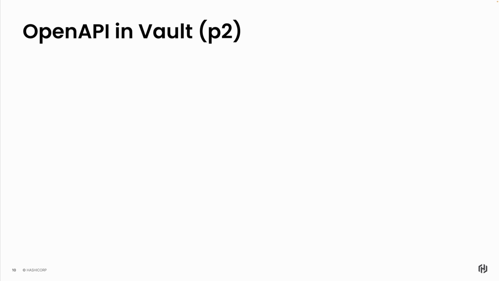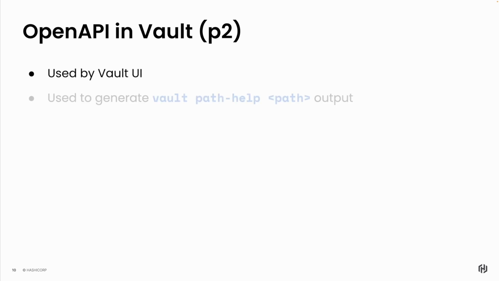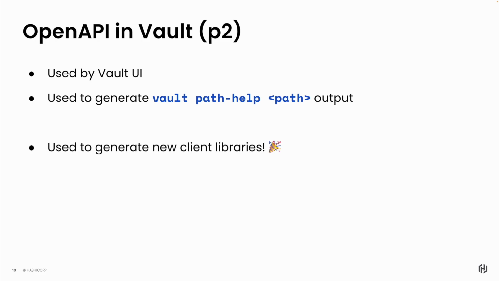So within Vault, it is used by many UI components. It's also closely integrated with the help text. For example, you can call Vault path-help to fetch an OpenAPI-like description for your given path. And most recently, and most importantly for this talk, we have started using the spec to generate two new OpenAPI-based client libraries, Go and C# .NET ones. Once we release the spec, more libraries will soon follow.